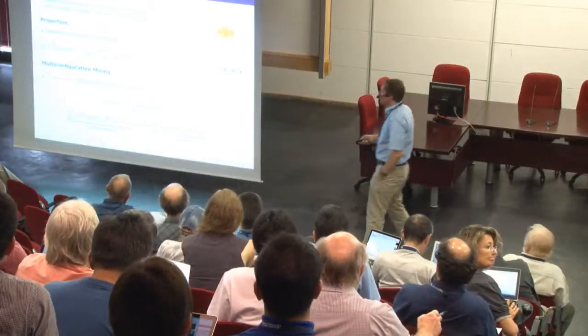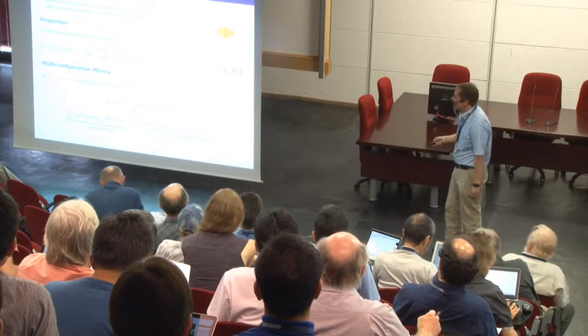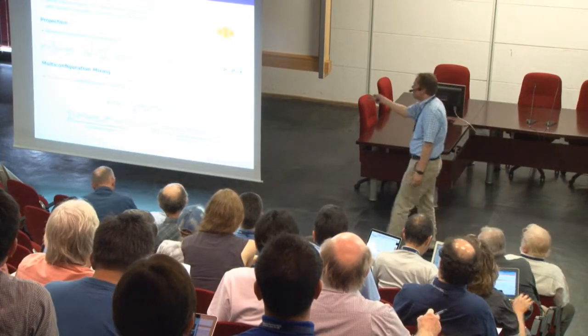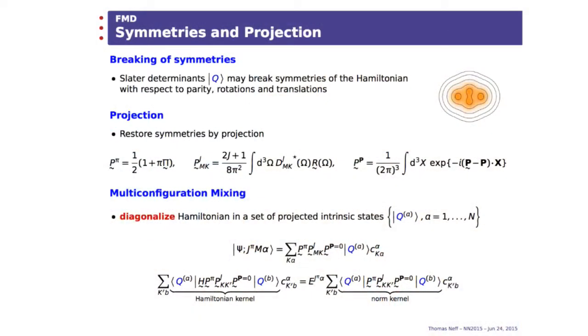So the intrinsic wave functions, the Slater determinants |Q>, in general don't have good symmetry with respect to rotation or parity, so we restore the symmetries by projection on parity and on angular momentum, so this is a full three-dimensional angular momentum projection, and also the translational invariance is restored by projecting on total linear momentum zero.